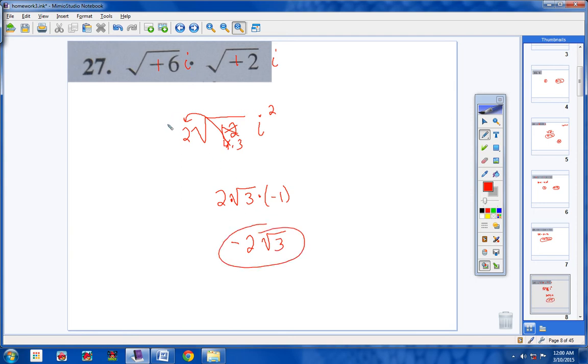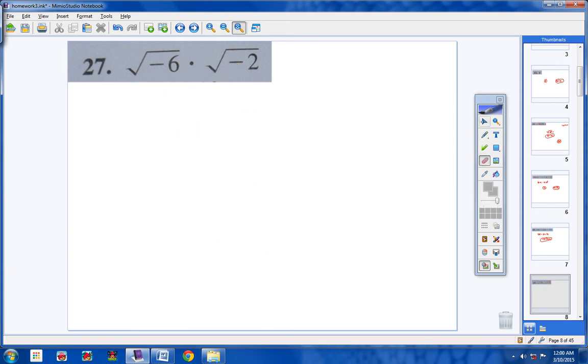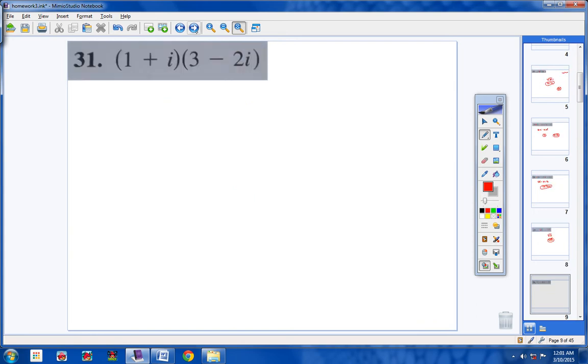Okay? And to be honest, students, you would not have gotten this answer if you had first multiplied these together, because negative 6 times negative 2 is a positive 12, and you would have ended up with 2 square root of 3, and that is not the correct answer. Always make sure you get rid of your negative radicands first. Alright, number 31.